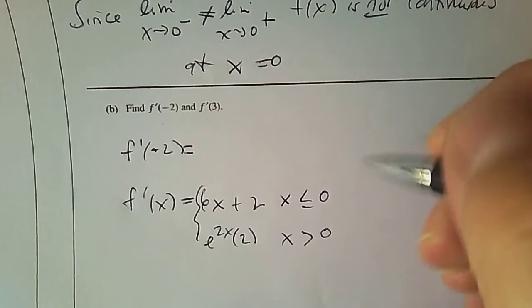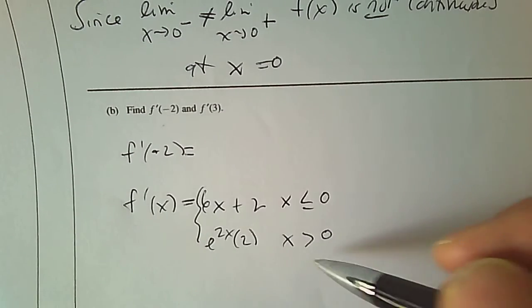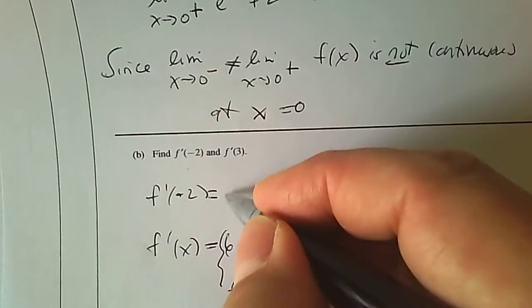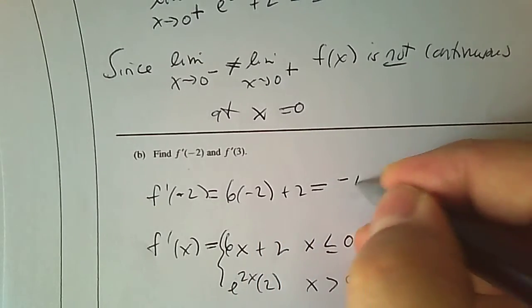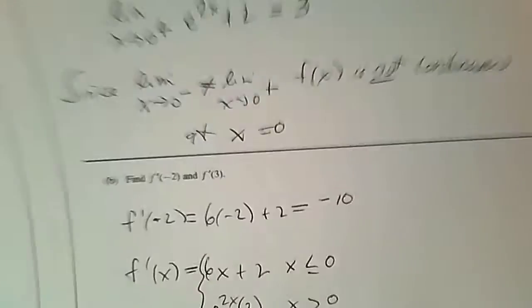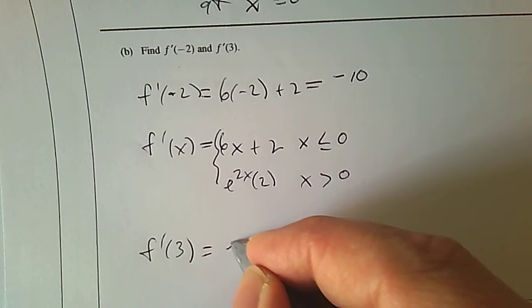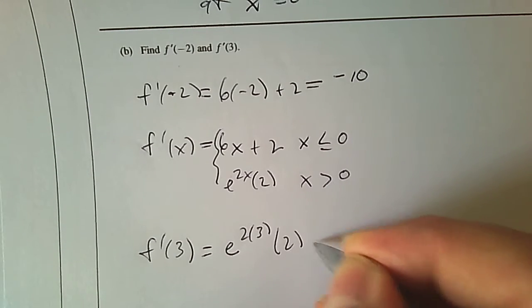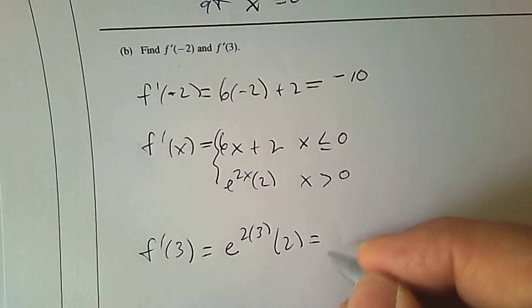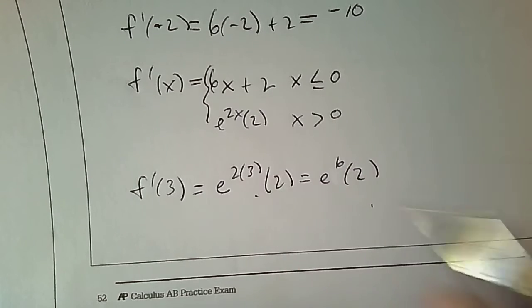So I take the derivative of each piece and state the restriction for it. Then when I take the derivative at -2, I realize that's the top piece. So you plug in -2 into the top piece and then solve it. So there's one answer. Now for the second answer, what's the derivative at 3? That's the bottom piece. So we're just going to plug 3 into the bottom piece and solve it. And so you see e to the 6 times 2, that's fine. Any of these would be good answers. You don't have to simplify it down at all.